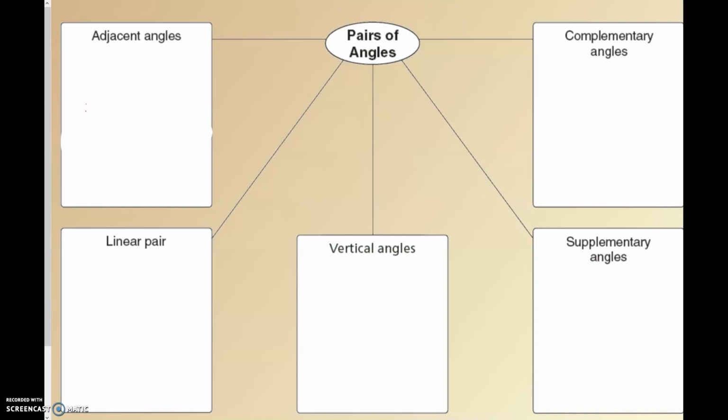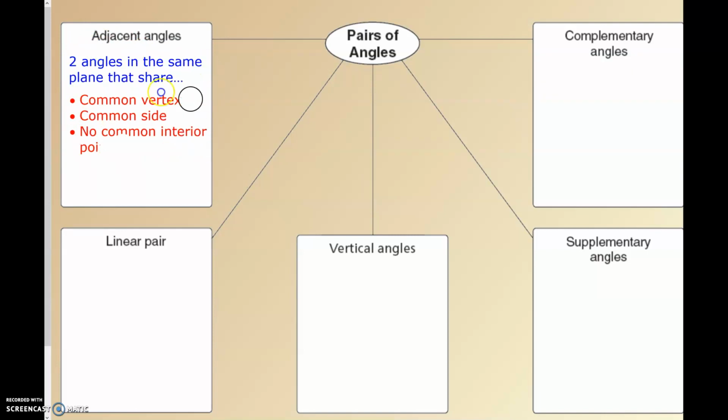All right, what are adjacent angles? Well, what does adjacent mean? Adjacent means they're right next to each other. So what's happened is the angles are going to have a common vertex, but no other shared points. So the two angles that are in the same plane, they share a common vertex and a common side, but no common interior points.